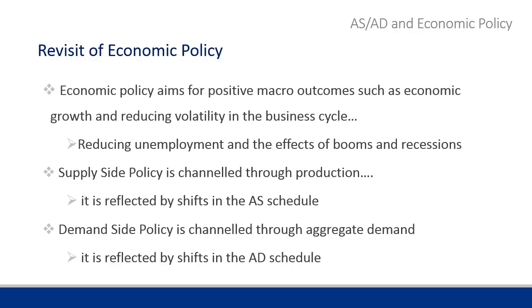We can use two types of policy. There is supply side policy, that's channeled through the representative firm, the aggregate supply schedule, and there is demand side policy channeled through aggregate demand, and we see that reflected by shifts in the aggregate demand schedule.